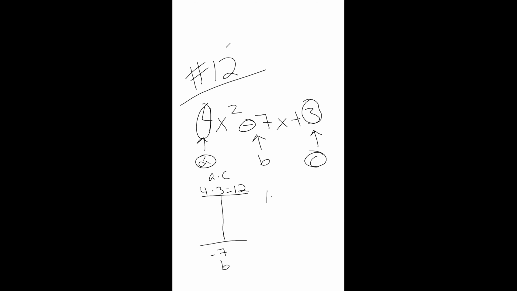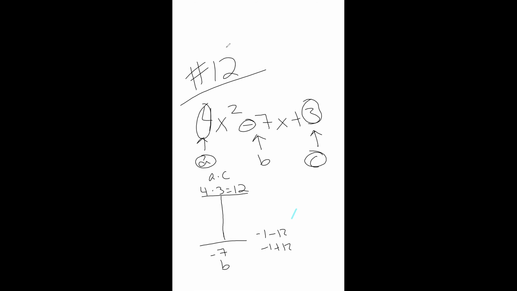All right, so 1 times 12 is, of course, 12. But 1 plus 12 is 13. That won't work. We could try negatives. -1 minus 12, that's -13. You could do -1 plus 12. That's still 11. So you're not getting anywhere close. So you know that this won't work.